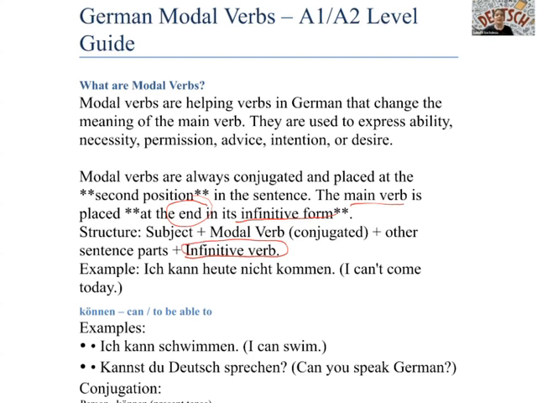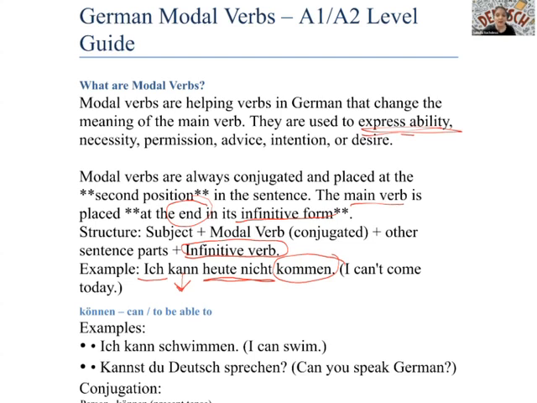For example, ich kann heute nicht kommen. I cannot come today. It's showing your ability to not come today, that you are not able to come today, right? So, ich is the subject followed by the modal verb kann in the conjugated form. Then you have the other parts of the sentence, heute nicht. And at the end, we have kommen, which is our other verb, the main verb, in its full form.